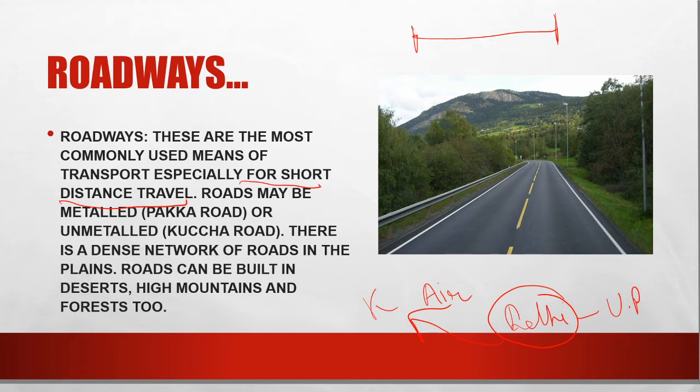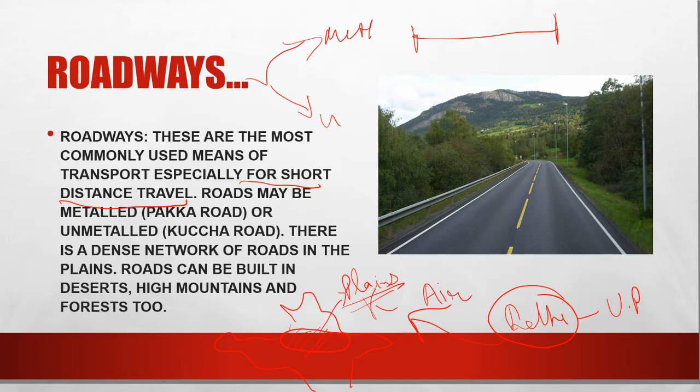Roads may be metalled or unmetalled. Now we can see that roadways are differentiated in two forms. What are these? Metalled and unmetalled. There is a dense network of roadways in the plains. Now the question arises, why is there a dense network of roads in the plains? For example, this is a map of India. Sorry, my drawing is not very good. In India, these places are plains, and we can see the Gangetic plains. We can see in these places the network of roadways is very dense.